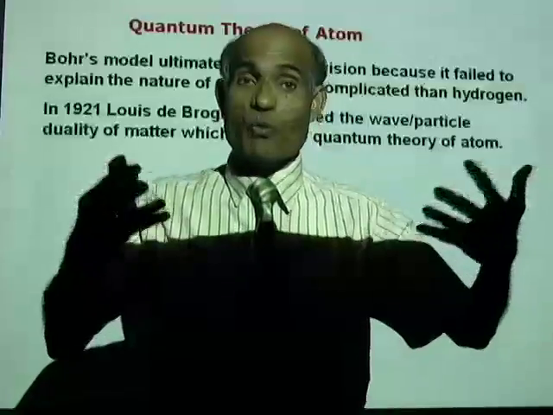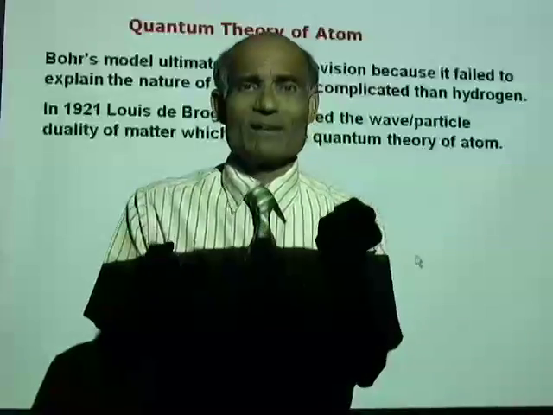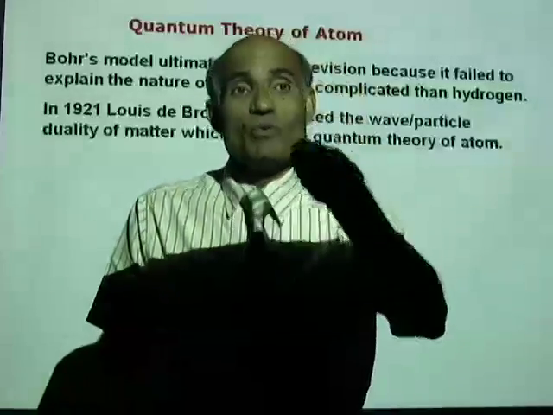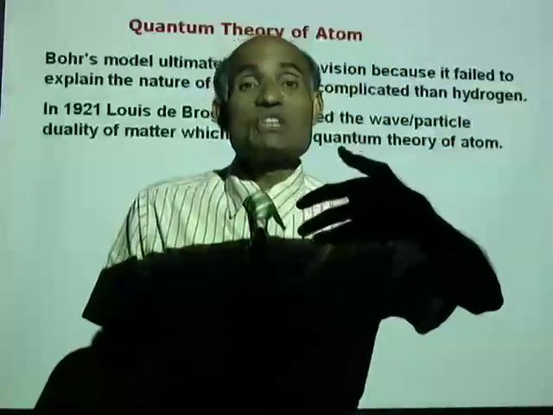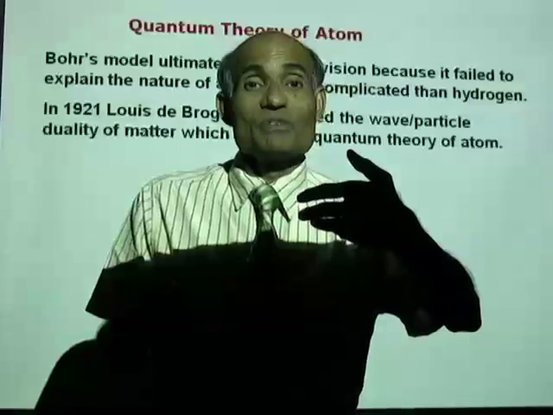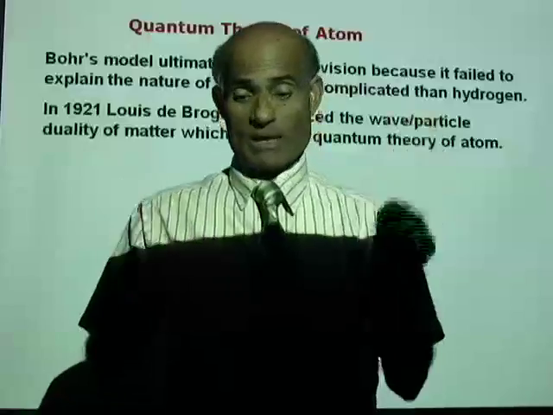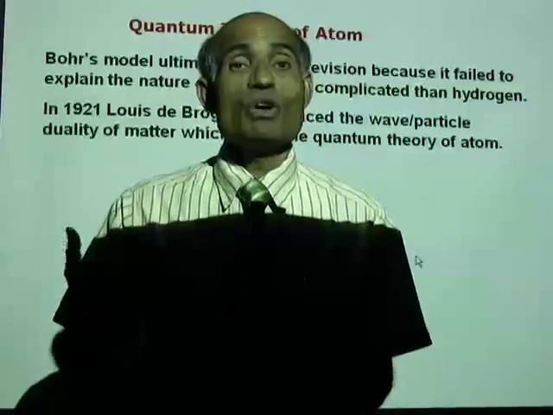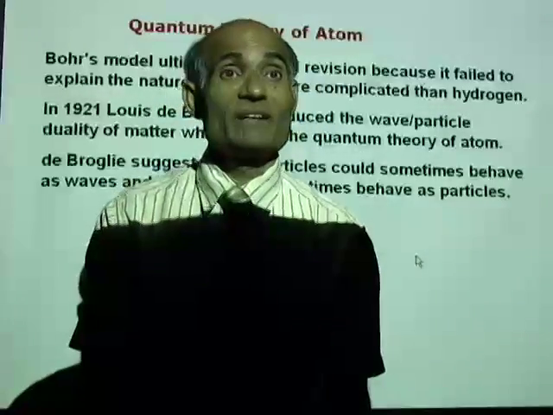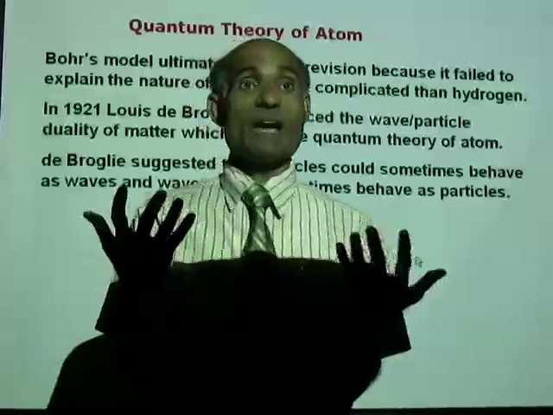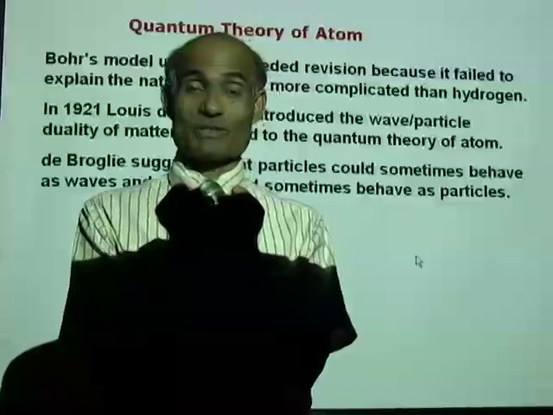What are the characteristics of waves? When you hear about a wave, you've got to ask, what is waving? When we talked about a wave, we talked about the variation of amplitude. What is waving is the variation of the amplitude. So, a particle can behave like a wave? Well, let's see how the theory evolved from this duality. Now, de Broglie suggested that particles could sometimes behave as waves, and waves could be interpreted as particles.